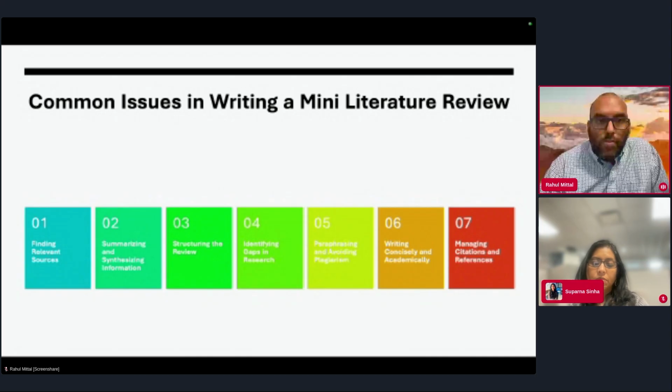They were also finding it difficult to identify gaps in research. They were overlooking gaps or failing to critically evaluate what is missing in the literature. And there was a lot of paraphrasing and risk of plagiarism as well. Sometimes students were using overly complex language or informal writing styles, and there were also errors in formatting citations.